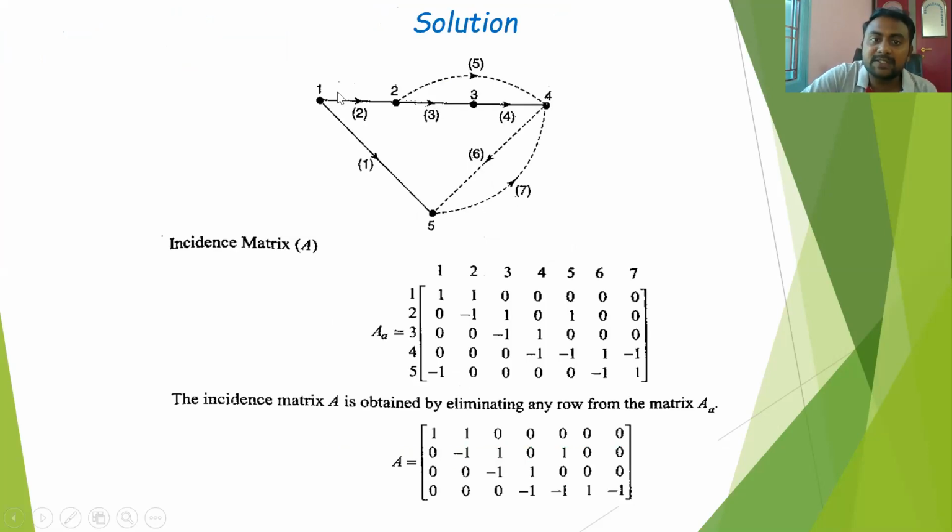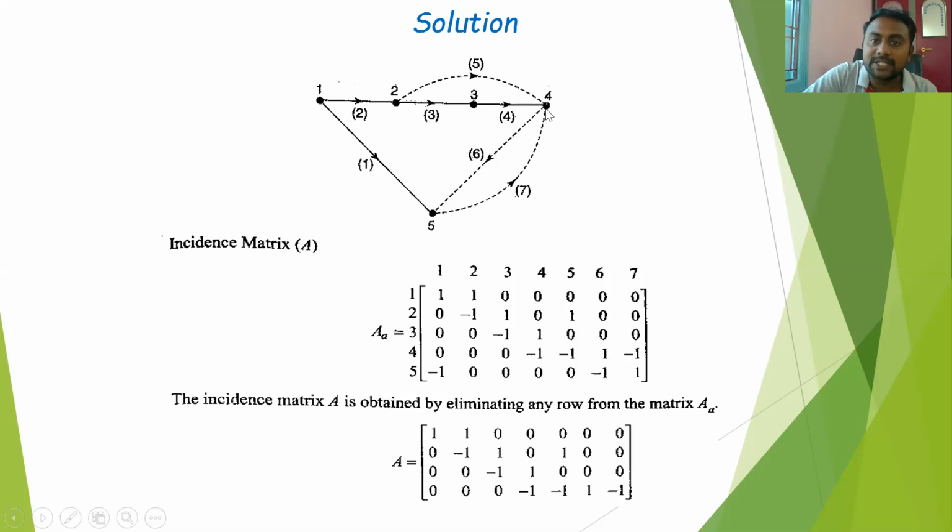For the first node, it is associated with branches 1 and 2, both outgoing, so both are positive. For the second node, branch 2 is incoming, branch 3 is outgoing, branch 5 is outgoing. Incoming means minus 1, so for 2 I am placing minus 1, and for 3 and 5 plus 1. For the third node, associated with 3 and 4, 3 is incoming and 4 is outgoing. So 3 incoming means minus 1, 4 outgoing means plus 1.